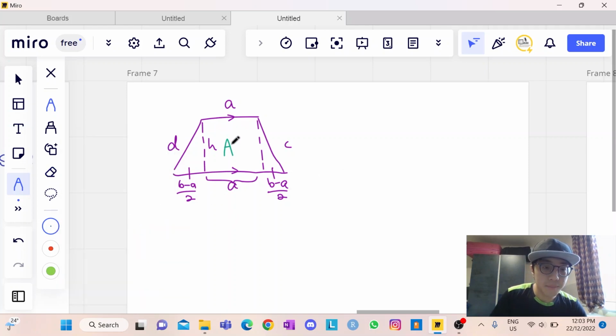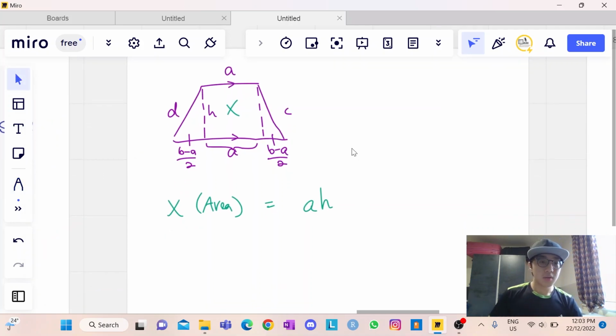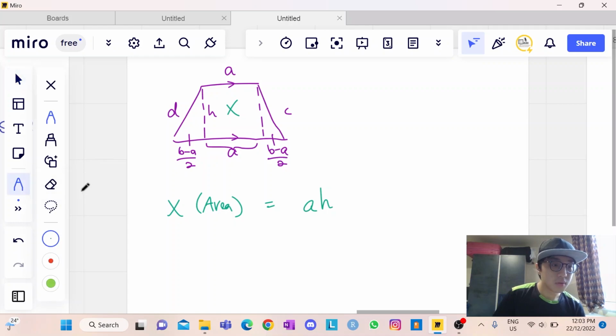region A, let's write it as region X. The area of region X will be equal to A times H, right? No problem. Then region Y and Z. This is the trick right here.